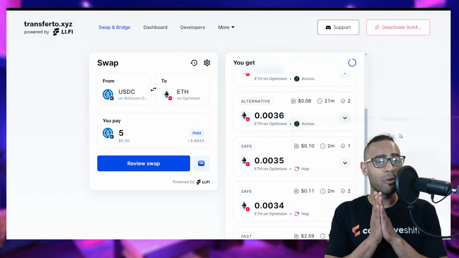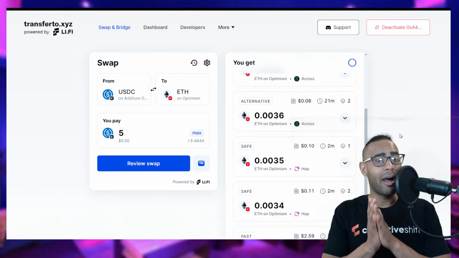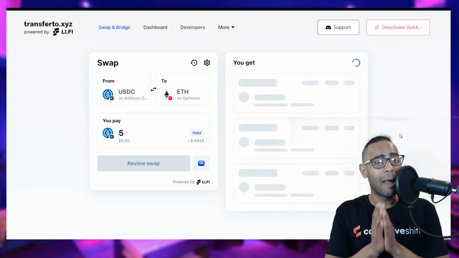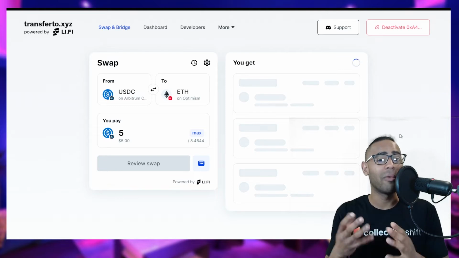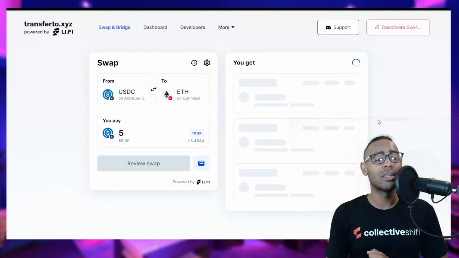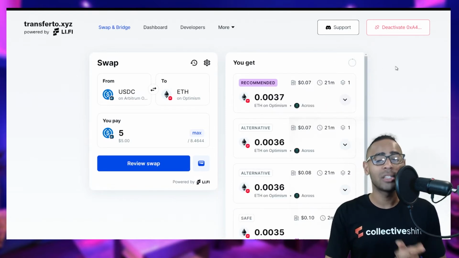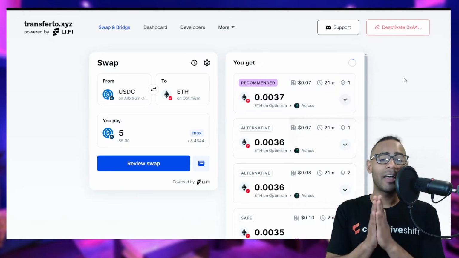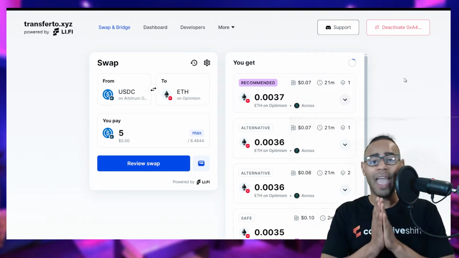Here's a little bit of alpha for you guys. The Li-Fi bridge does not have a token. They recently raised a hell of a lot of money, and they might be looking to release a token soon. So I really recommend you go ahead and use the Li-Fi bridge. It's called transfer2.xyz. That's it for our number 2, how to get funds from Ethereum mainnet or from any chain into the Optimism network.